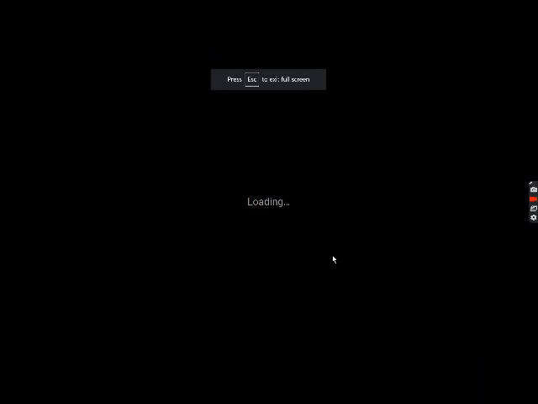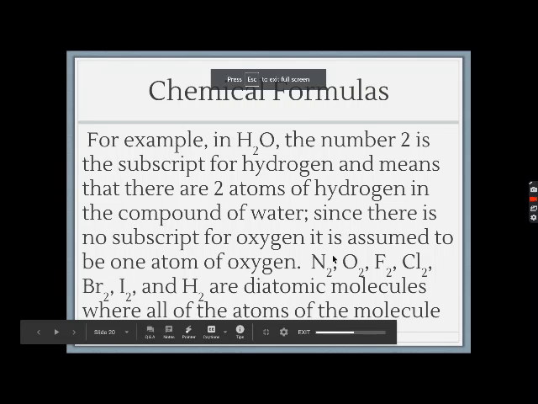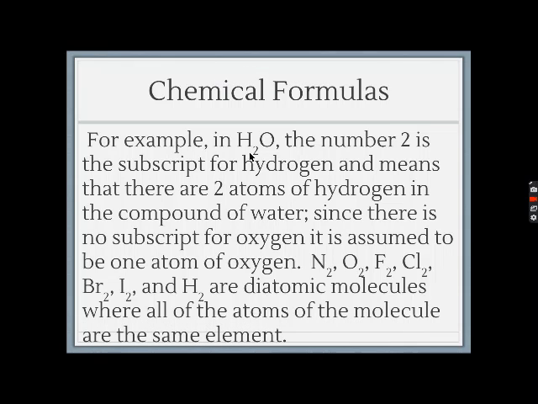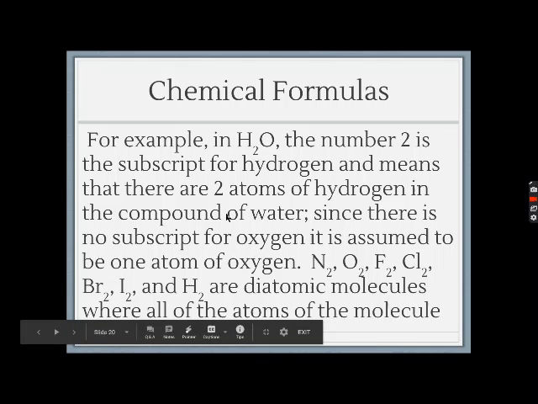Alright. So, moving back to where, for example, the 2 right here, the 2 in H2O, the number 2 is the subscript for hydrogen and means there are 2 atoms of hydrogen in the compound of water. Okay? No subscript for oxygen. It's assumed to be 1 atom of oxygen.